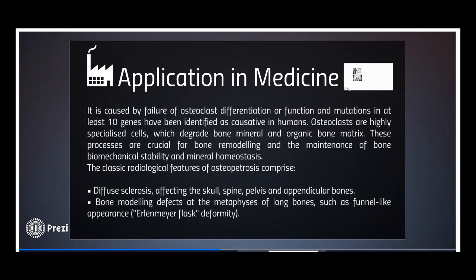Application in medicine. It is caused by failure of osteoclast differentiation or function, and mutations in at least 10 genes have been identified as causative in humans. Osteoclasts are highly specialized cells which degrade bone minerals and organic bone matrix. These processes are crucial for bone remodeling and the maintenance of bone biomechanical stability and mineral homeostasis. The classic radiological features of osteopetrosis comprise diffuse sclerosis affecting the skull, spine, pelvis, and appendicular bones. Bone-modeling defect at the metaphysis of long bones, such as funnel-like appearance, the Erlenmeyer flask deformity.